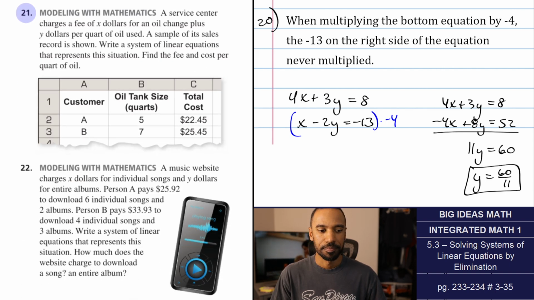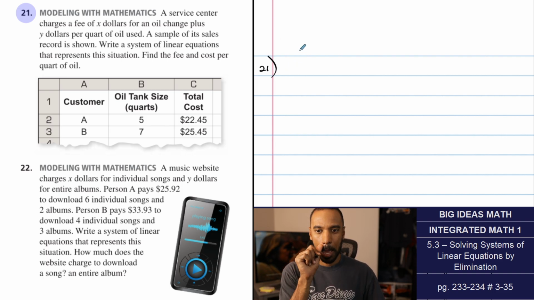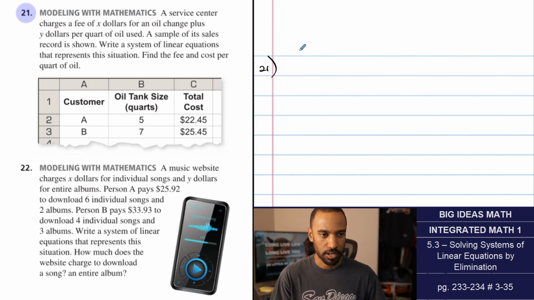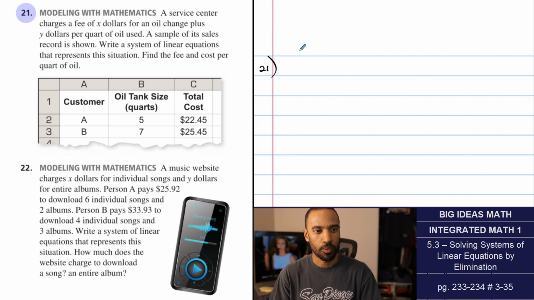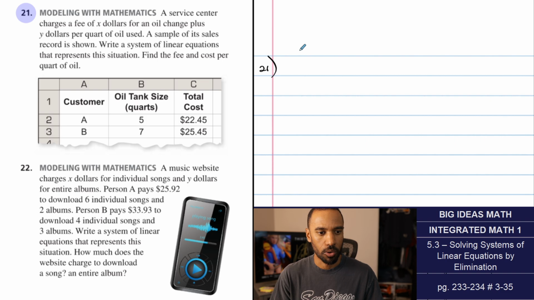Number 21. So now we hit some word problems, right? We still have 15 problems to go, though. So number 21: A service center charges a fee of x dollars for an oil change, plus y dollars per quart of oil used. A sample of its sales record is shown. Write a system of linear equations that represents the situation. Find the fee and cost per quart of oil.